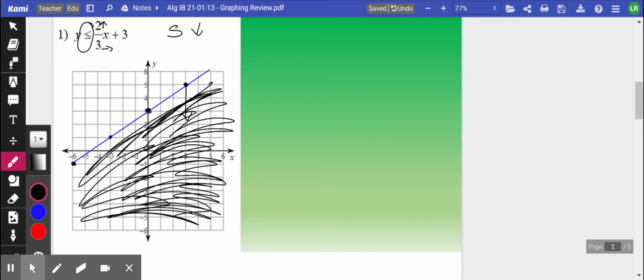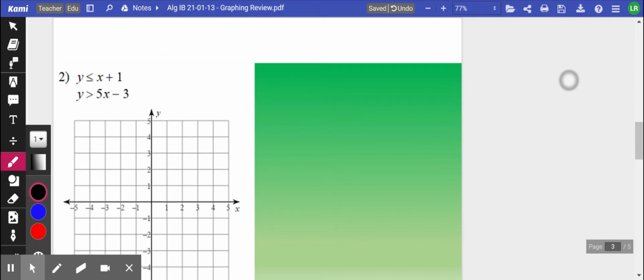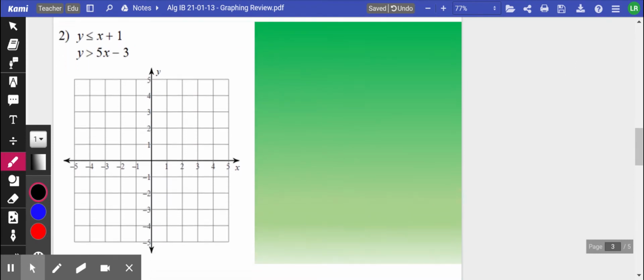Okay? All right, let's look at our second one here. This one is a system. The only thing that means is you're graphing 2 of them on the same graph. Okay, 2 on the same graph. Again, don't forget about your dotted solid line.